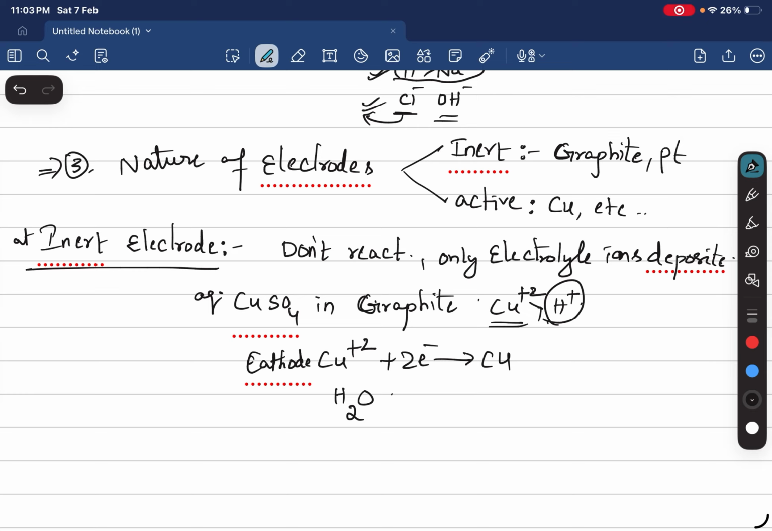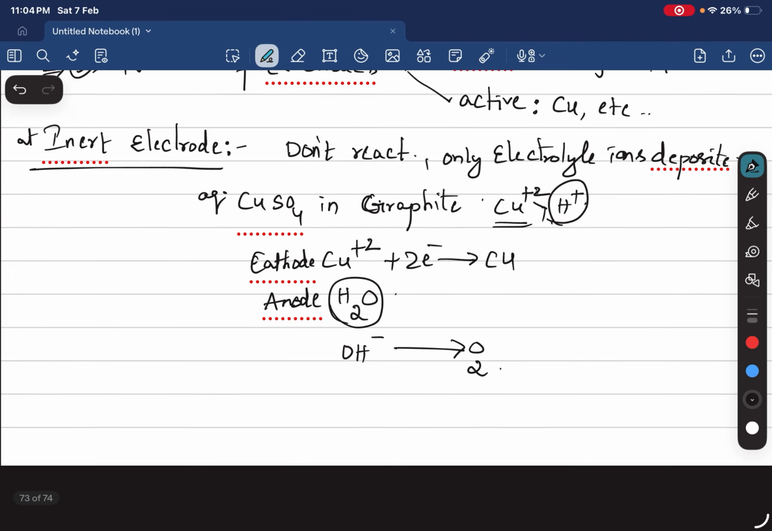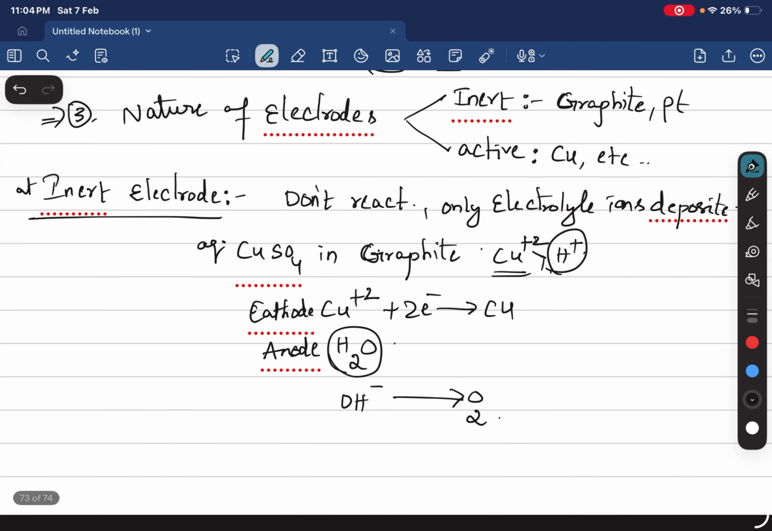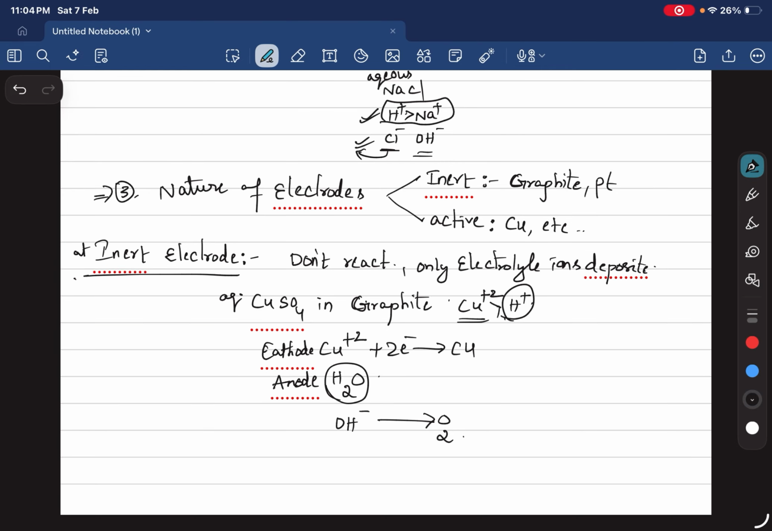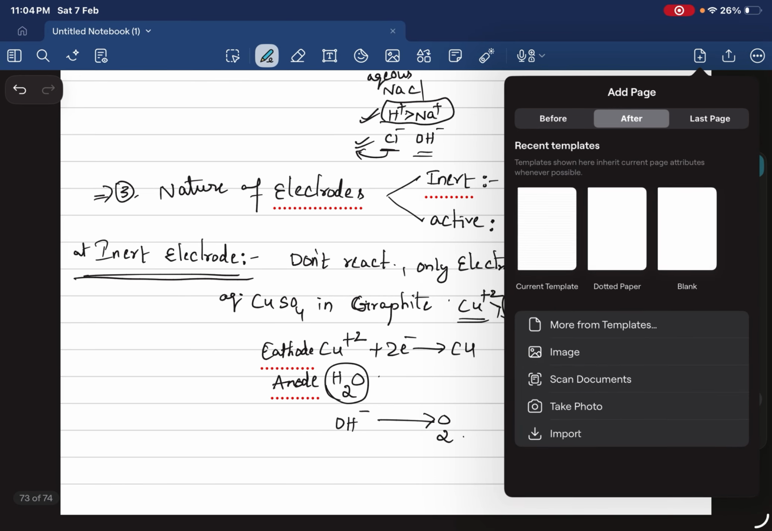But in the case of the anode, from water which ions are there? OH- ions. This OH- ion can liberate O2 gas. So how it will be, we can discuss in the big types of electrolysis. So at an inert electrode, this is the reaction. But when it is at active electrodes, what happens?